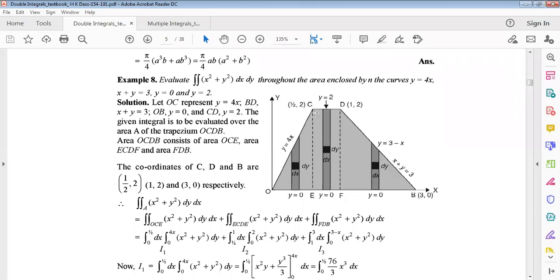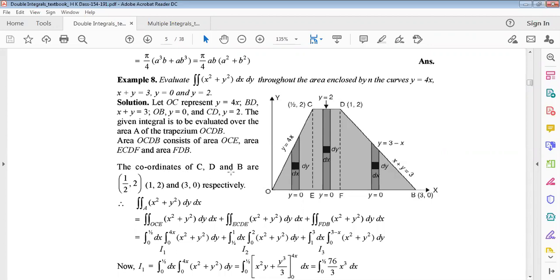But this trapezium is divided into three parts. One is the triangle OCE, another is the rectangle CDEF, and the other is the triangle BDF. That means this whole trapezium is divided into two triangles and one rectangle. So area OCDB consists of the area of triangle OCE, the area of rectangle ECDF, and the area of triangle FDB.